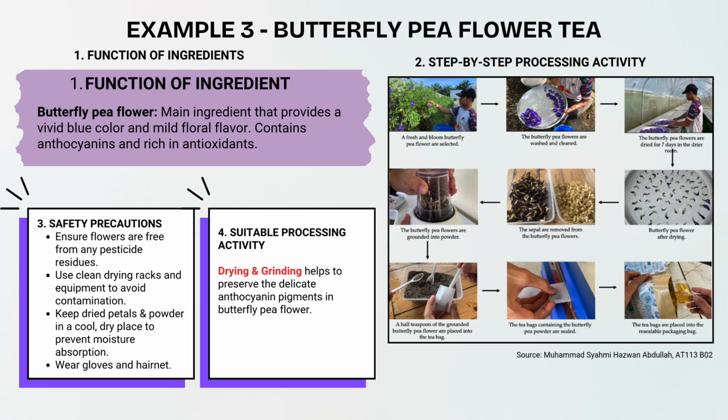Next is the butterfly pea flower tea developed by Mohammed Shami from AT113 B02 for his AGB 300 BMC. This product is developed from the butterfly pea flower or bunga telang and serves as a tea beverage. The main ingredient is only the bunga telang, and the next is the step-by-step processing activity involved. Again, the safety precautions taken are to prevent contamination and to ensure the processing activity is done well. And lastly, the suitable processing activity is drying and grinding. This processing helps to preserve the delicate anthocyanin pigments in bunga telang.